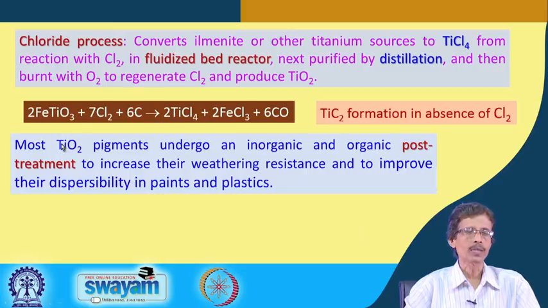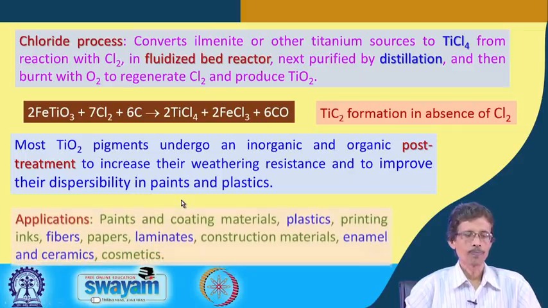Once you get the hydrolyzed form, which is producing your TiO2 in the pigmental form, it can have some corresponding post treatment to increase its weathering resistance. That means weather will not destroy the corresponding material as a surface coating, and it improves the dispersibility in paints and plastics.